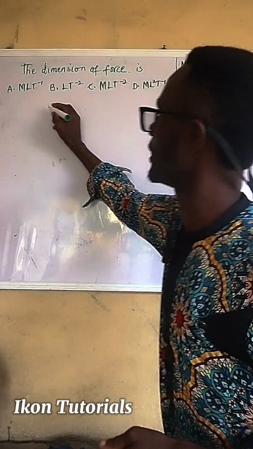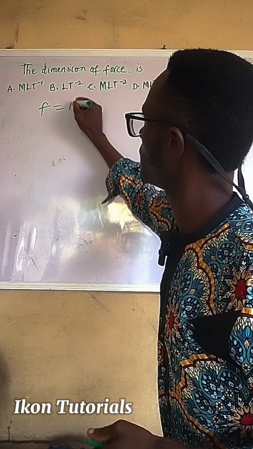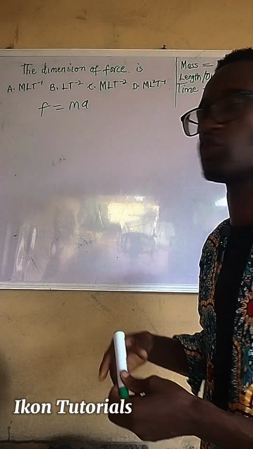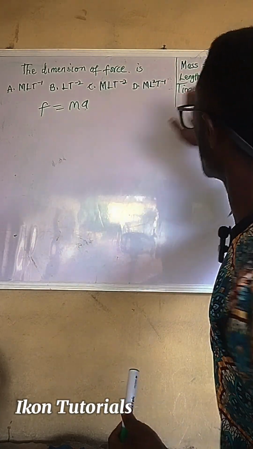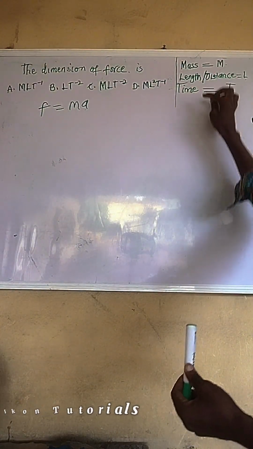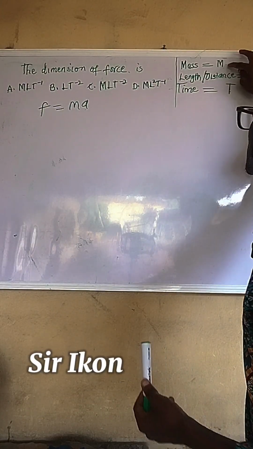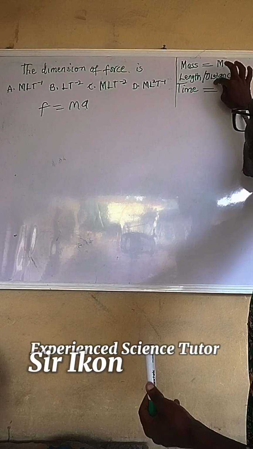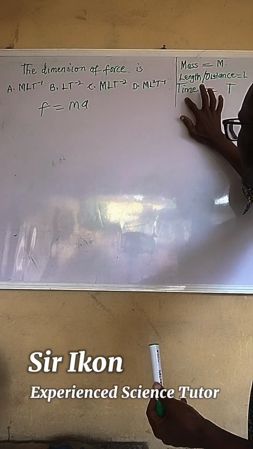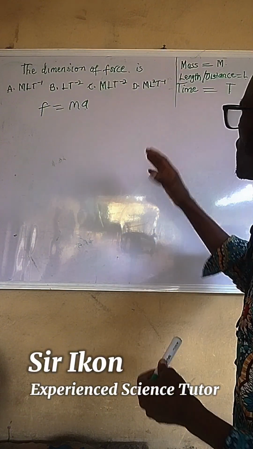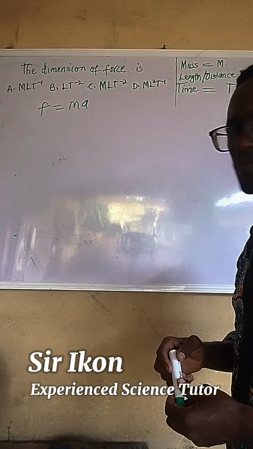And this force, F, is equal to the mass of the body times its acceleration. That is, force is equal to ma. Look at this. These are some of the fundamental quantities. Mass is represented with capital M, length or distance is capital L, and time is capital T. So if you want to get the dimension of any quantity, you must know this.